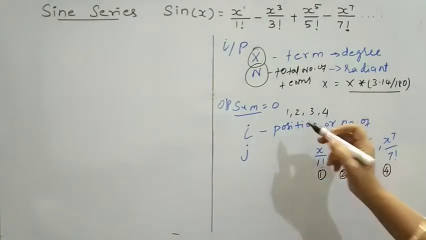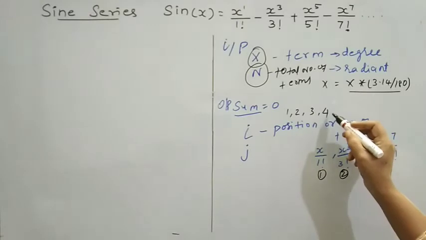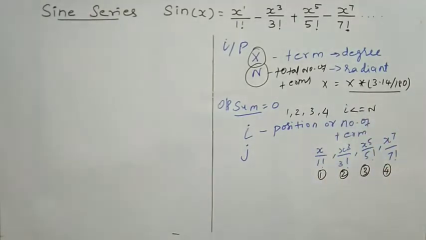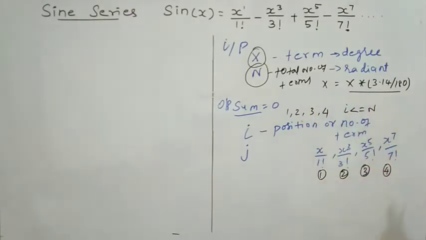Initially the value of i is 1. Each time it is incremented by 1. How long do I need to increment? Until i is less than or equal to n. Until i becomes n, I can increment. Once i is greater than n, then I terminate.